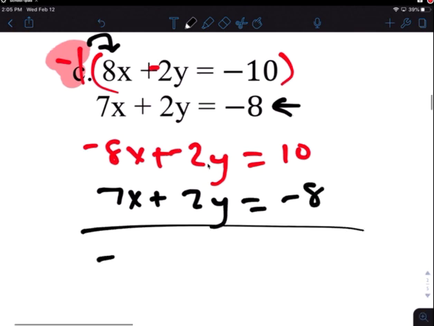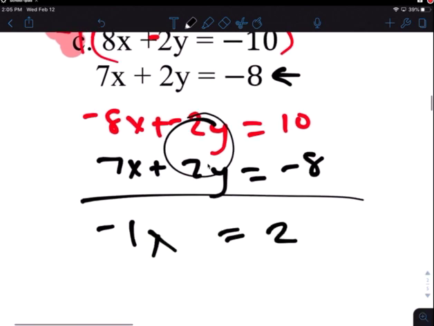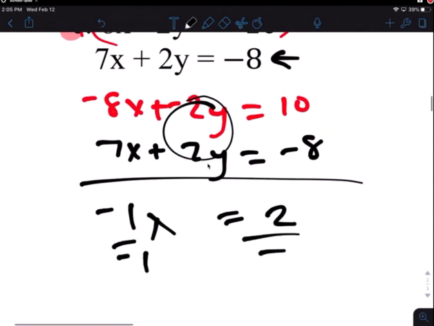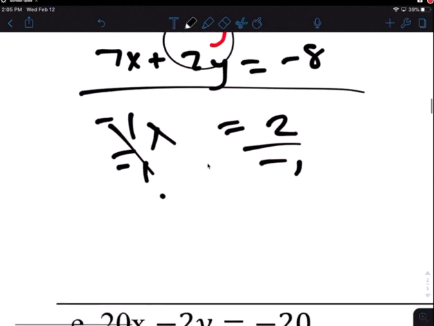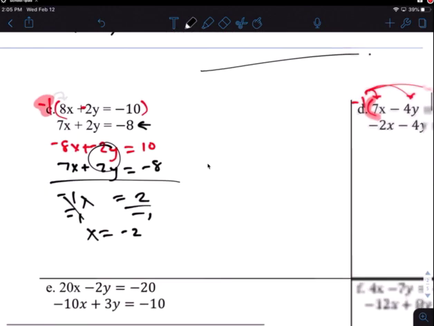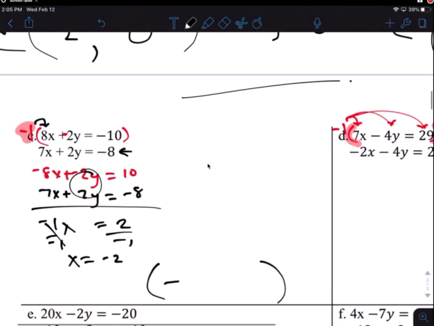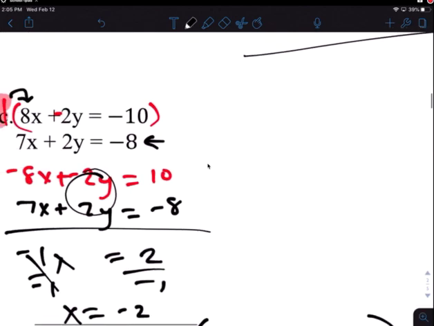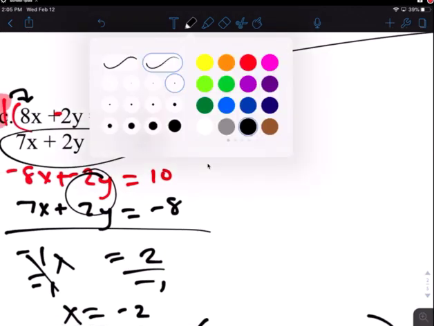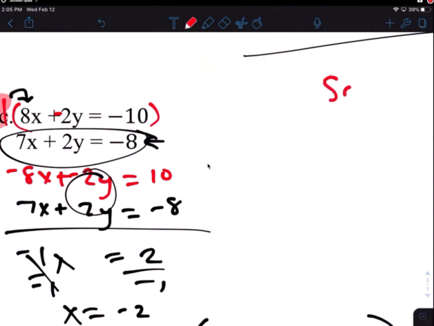That's a negative 1 here. This is 0. This is 2. Divide by negative 1. So a solution is negative 2. We find the other one. Let's take this one and save it to the side. 7x plus 2y equals negative 8.